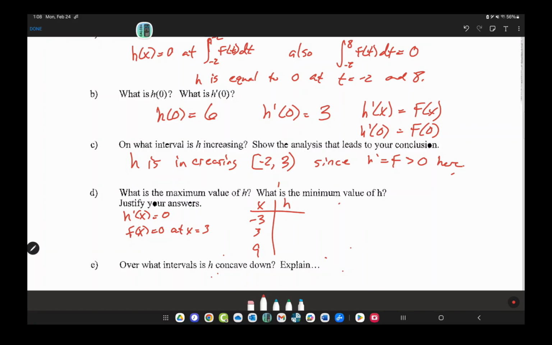What is h at negative 3? Remember, h is the integral from negative 2 to x of f of t dt. If I'm going from negative 2 to negative 3, what do I do? Negative. Yeah, negative integral from negative 3 to negative 2 of f of t. What's the area from negative 3 to negative 2? 3. So my answer is negative 3.